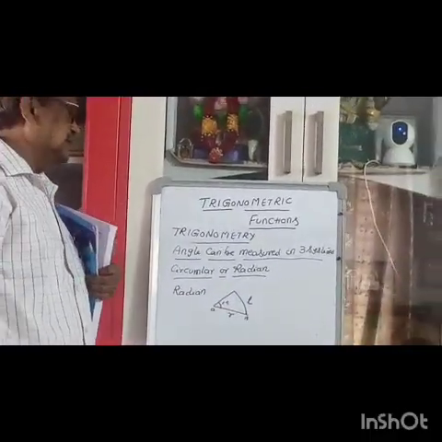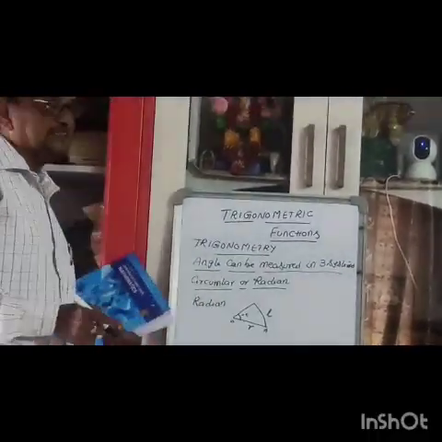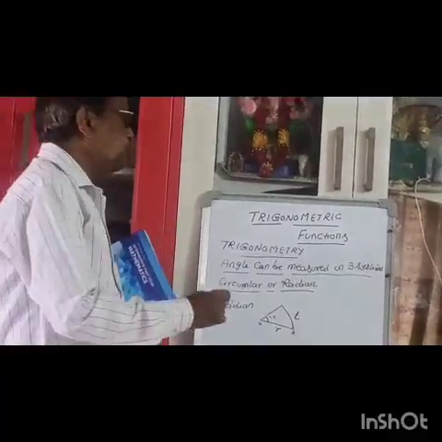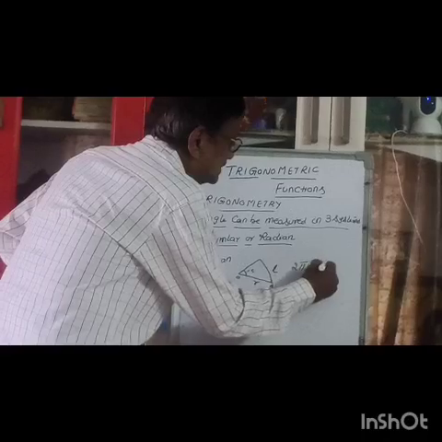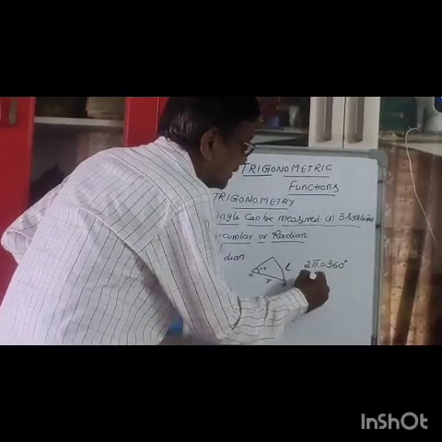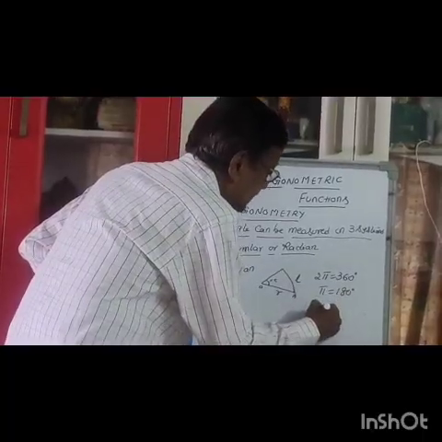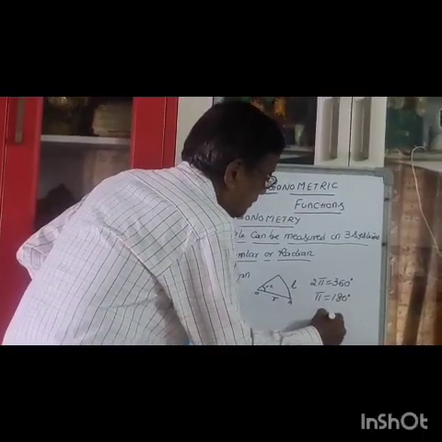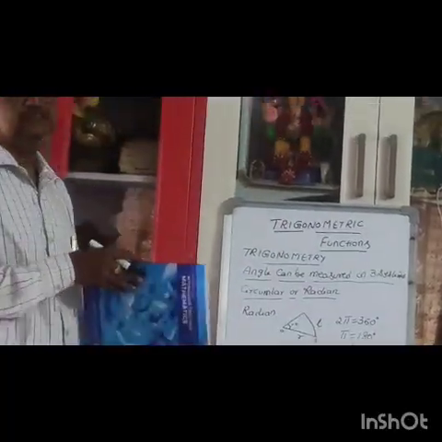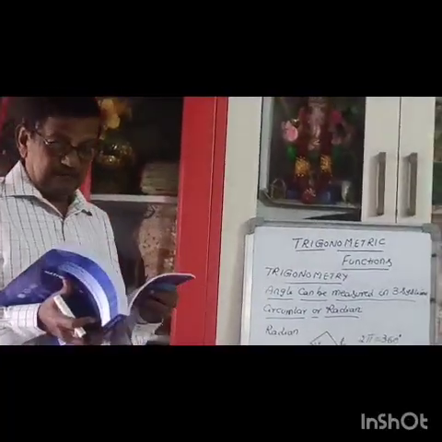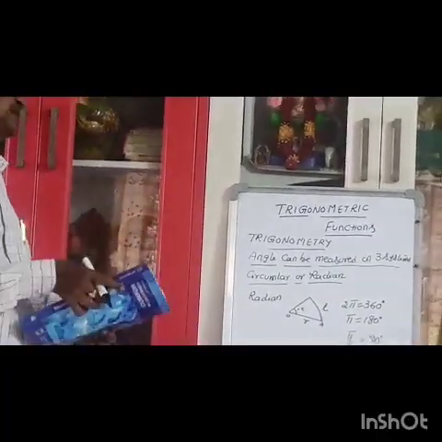The relation between radians and degrees: 2 pi radians is equal to 360 degrees, pi radians is equal to 180 degrees, pi by 2 radians is equal to 90 degrees. In general, this is known as circular or radian measure.